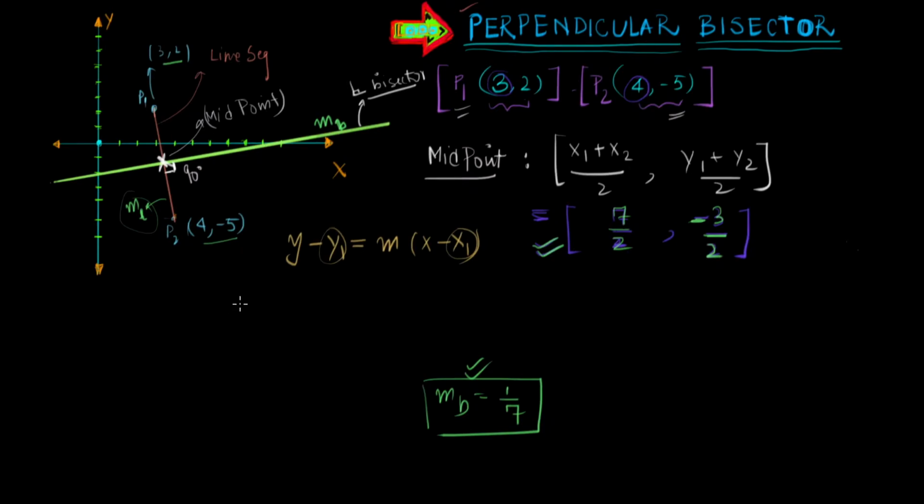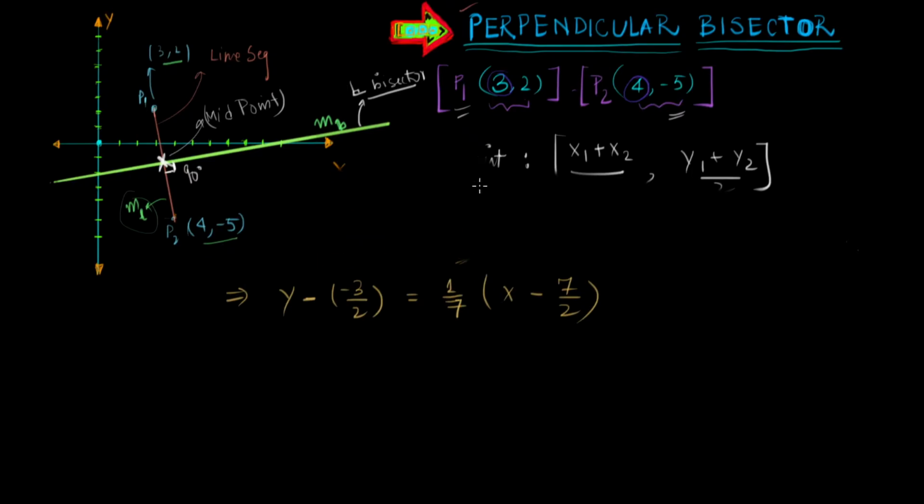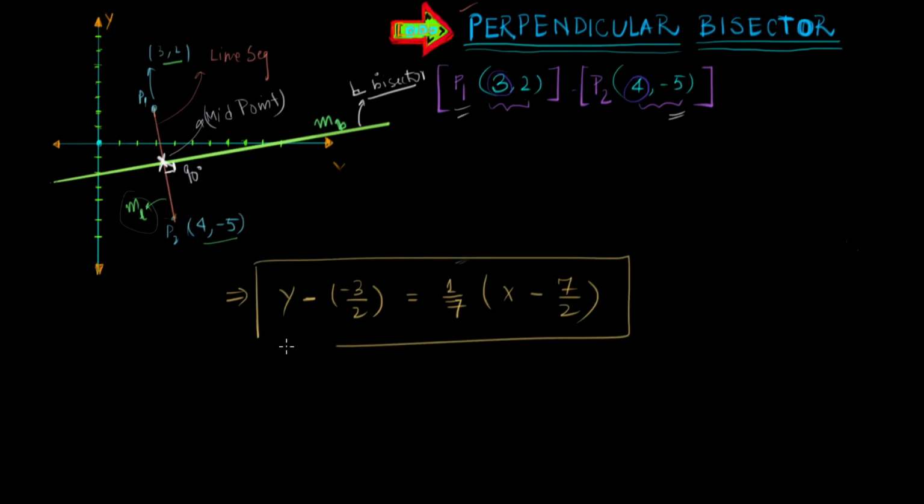We can simply substitute the values of m, y sub 1 and x sub 1 to get y minus y1, which is minus 3 by 2. That's equal to the slope, which is 1 by 7 from here, times x minus x1. So that's x minus 7 by 2, right? So this is my equation of the bisector, the perpendicular bisector. So removing all of that, we have my equation of the perpendicular bisector, so let me write that as p dot b dot right there.